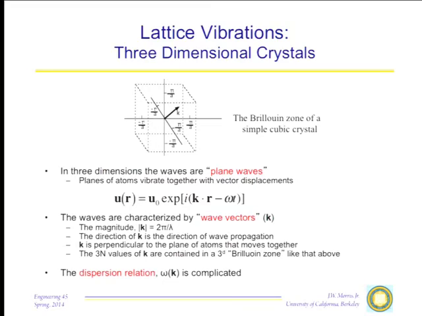Now the waves are characterized by wave vectors, where the magnitude of the wave vector k is 2 pi over lambda, just as it was before. The direction of the wave vector k is the direction of wave propagation. The description in 3 dimensions is a little bit more complicated. You don't need it. I'm not going to give it to you. Take a solid-state physics course and learn about it if you're really interested.